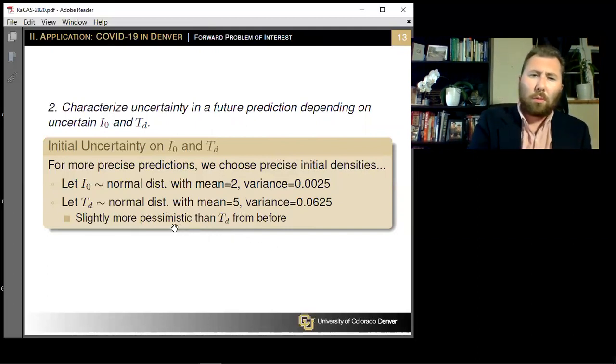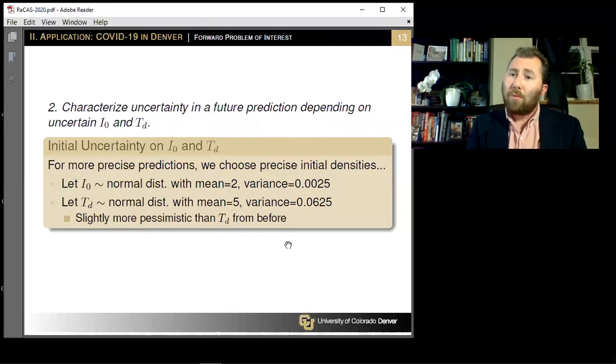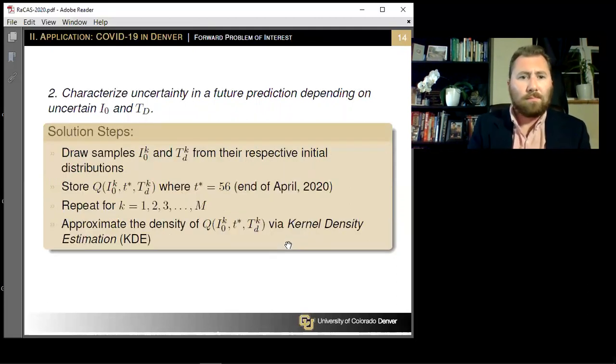But I'm also going to choose a slightly more pessimistic doubling time. The smaller the doubling time, kind of the worse. Before our mean was 6 and now our mean is 5, so the doubling time is slightly faster, meaning the growth rate will be a little bit more in the population.